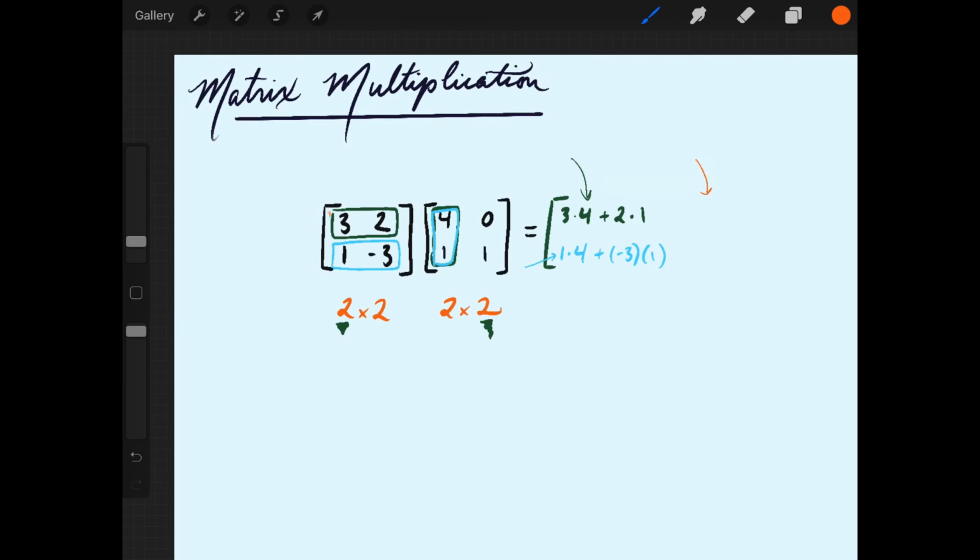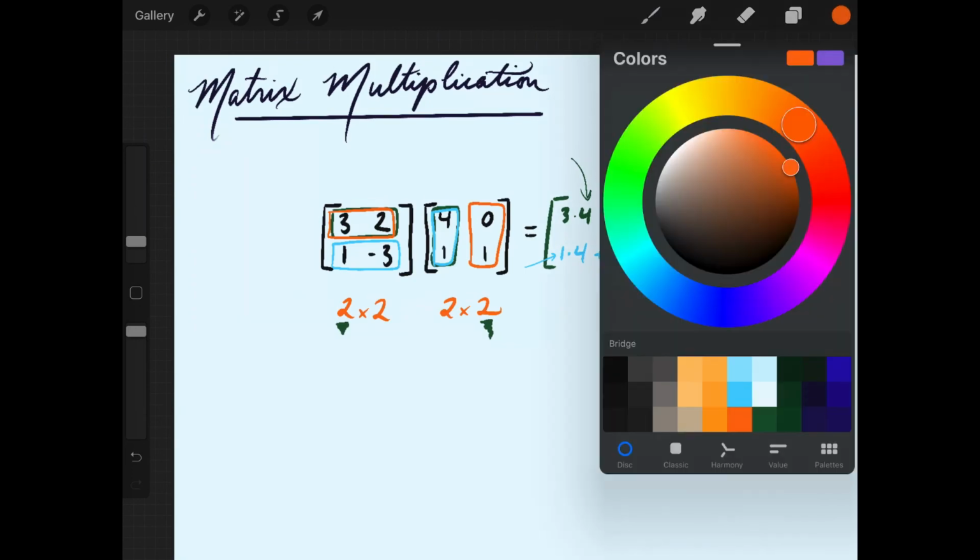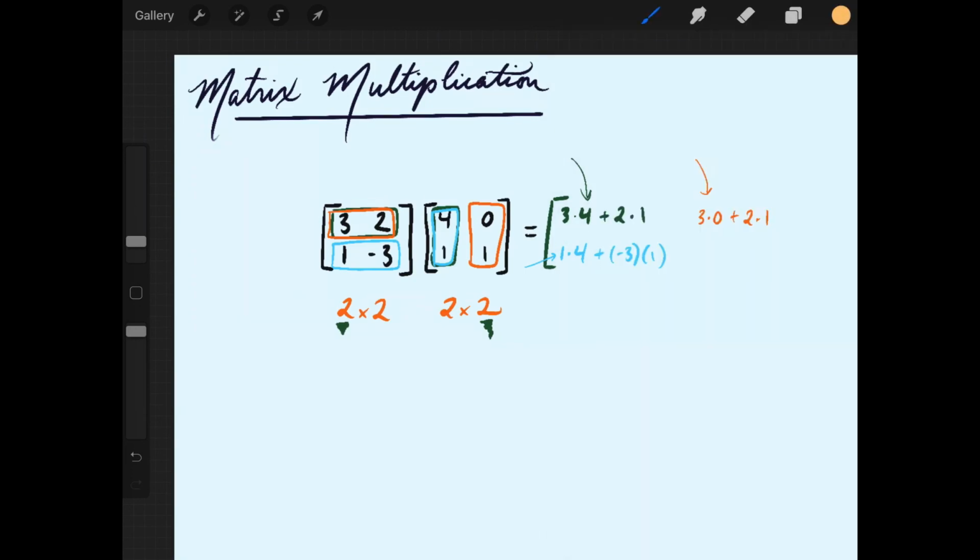If I want to figure out what goes in the first row, second column of my answer, I need to use the first row and the second column here of our two matrices that we are multiplying together. And just remembering how this works, taking the first elements and the second elements and multiplying them together, I have 3 times 0 plus 2 times 1.